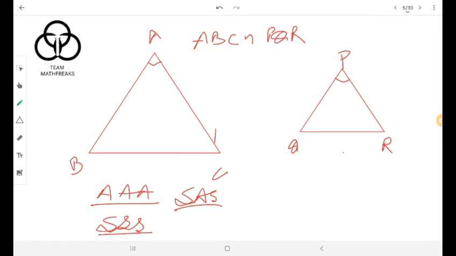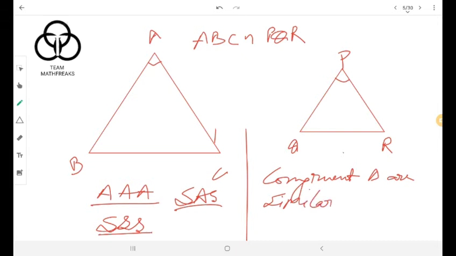Now, what are the basic properties of similar triangles? Similar triangles may or may not be congruent. What is the relation between congruency and similarity? Congruent triangles are similar, but not vice versa. Means similar triangles are not always congruent.